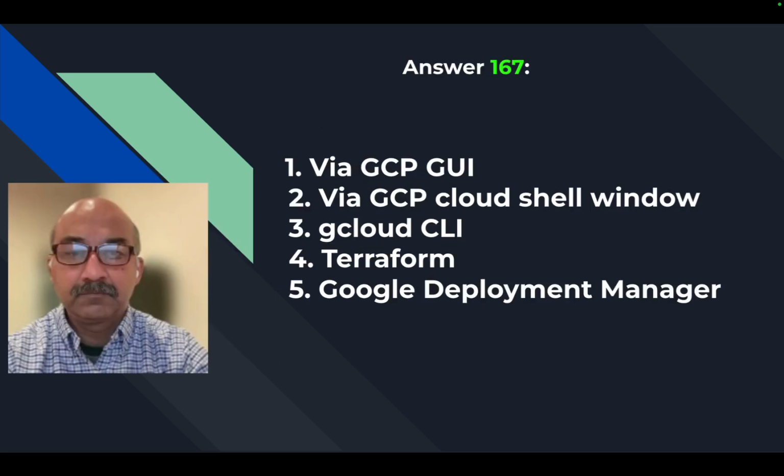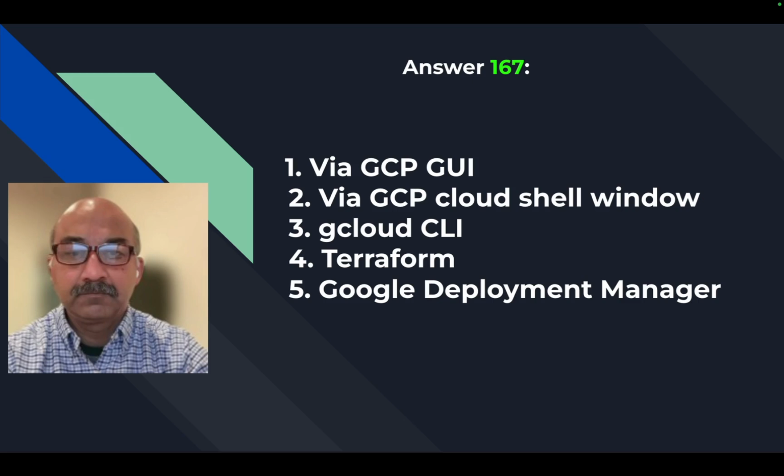So here are the 5 ways you can spin up a Kubernetes cluster in Google Cloud. Of course, you can go to the UI and do it. You can also use the Google Cloud CLI called gcloud. You can just run a command and do it. You can also do it from the Google Cloud Shell that you get in the UI. If you go to the GCP UI, there's this service called Google Cloud Shell. In there, you basically have access to a shell window from where you can run commands. So you can deploy a Kubernetes cluster from that shell window as well.